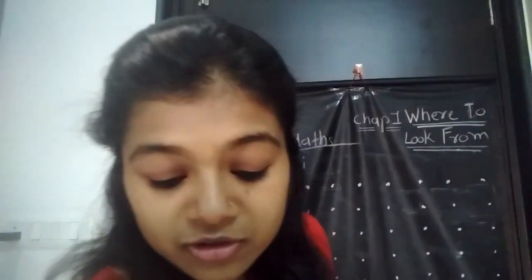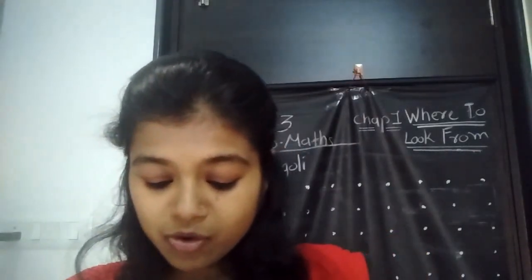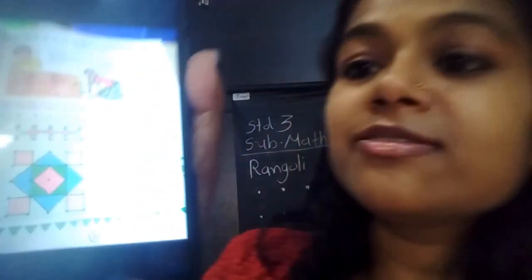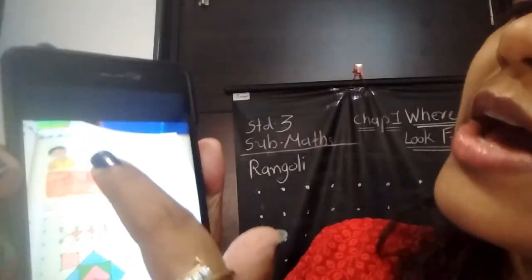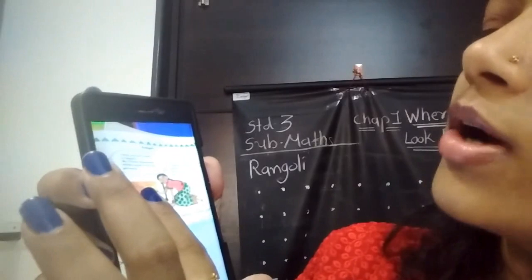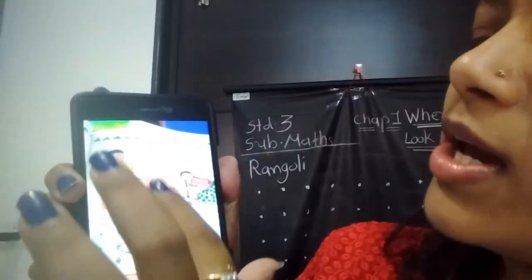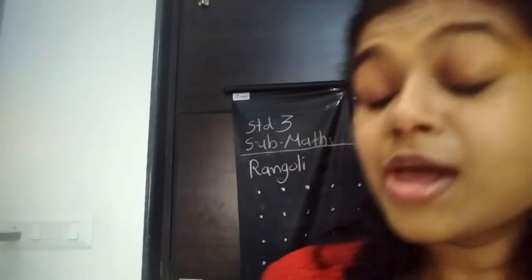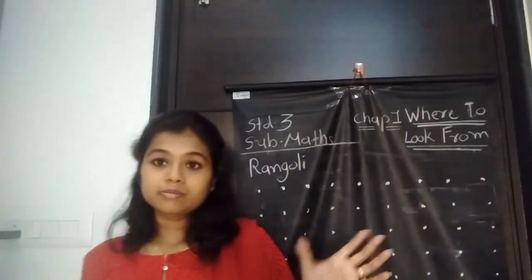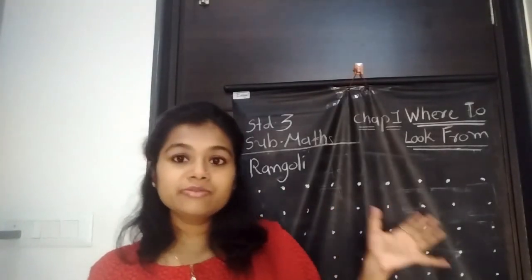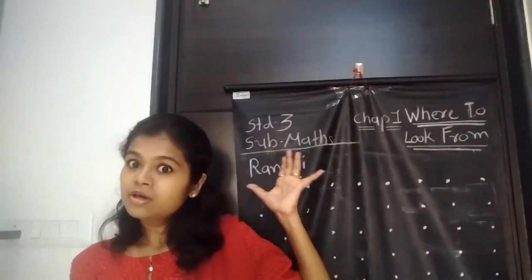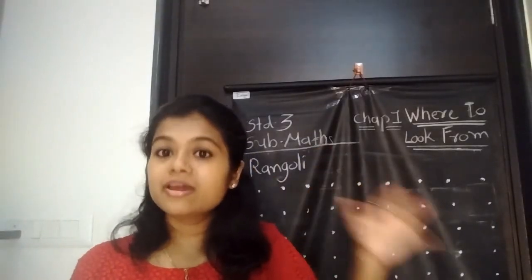Now we'll move to the next topic. Our next topic is Rangoli. Those who have the textbook, please open page number 3. There you will find one boy and one girl. Can you see that the girl is making Rangoli? We make Rangoli on very auspicious occasions, like weddings and Diwali. In South India, people make Rangoli every day on their doorstep. It's a daily ritual for them. We make Rangoli only on Diwali, but they make it every day.